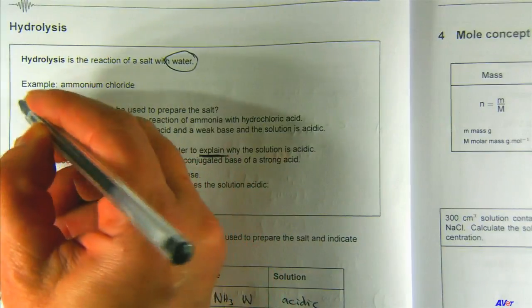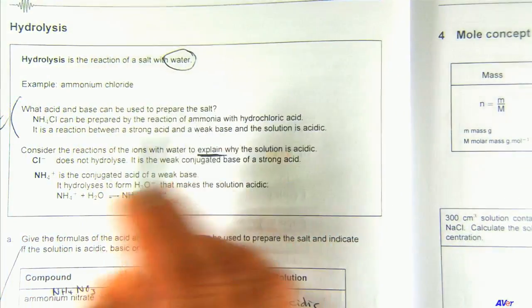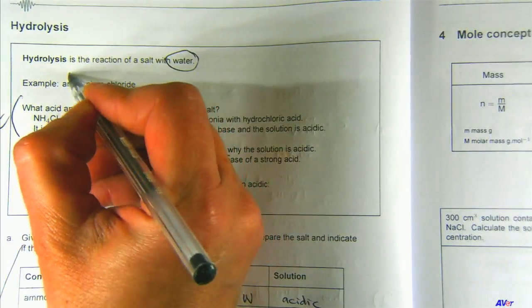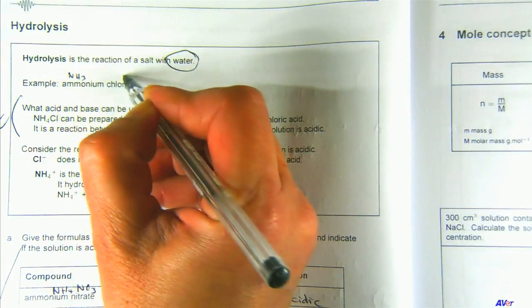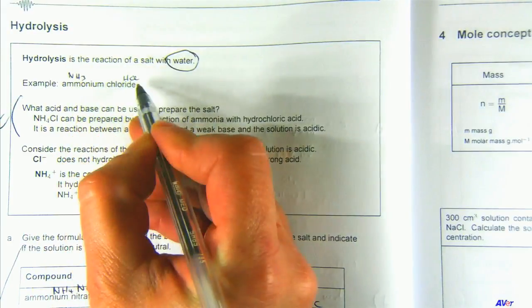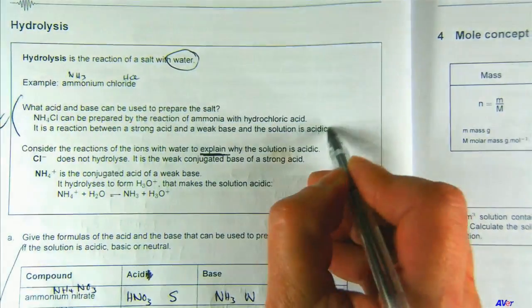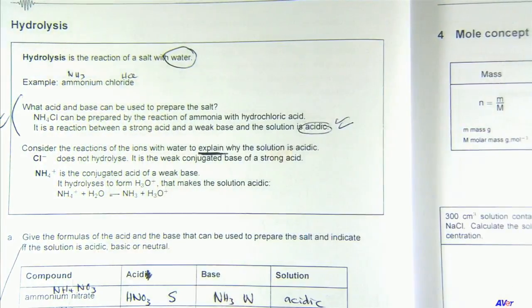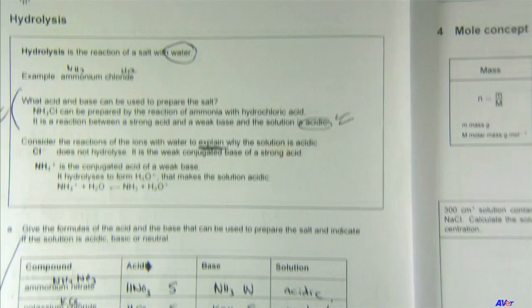First, just for 1 mark or 2 marks, they're going to ask you, is it acidic or basic? You can say, okay, this comes from ammonia, and this comes from HCl. Weak, strong, the acid is strong, so it's going to be acidic. There's your mark or 2, right? And then they're going to ask you to explain.